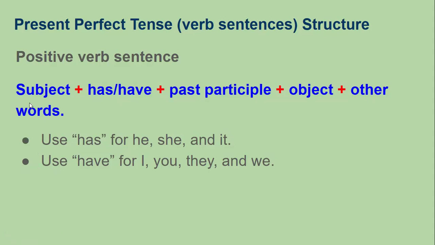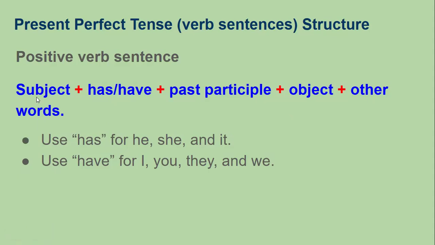Okay? Let's look at the structure one more time before we start applying the rules and the structure in the following slide. Remember, subject, then has or have, depending on the subject that you have. If your subject is he, she, or it, use has. If your subject is I, you, they, or we, use have. After that, you put your past participle. After the past participle, you put the object. After the object, you then put other words.